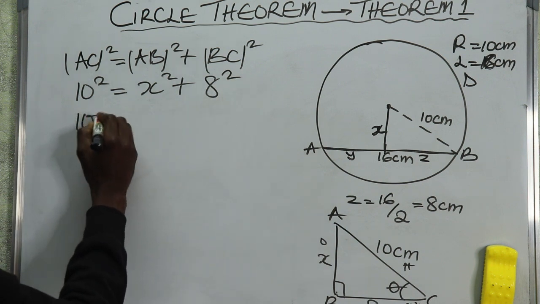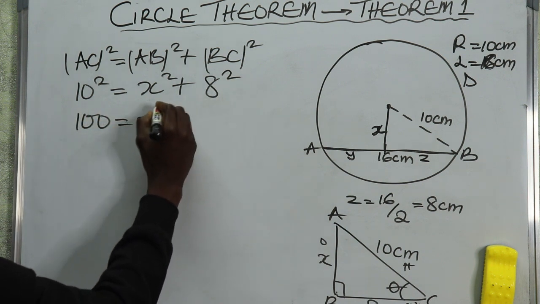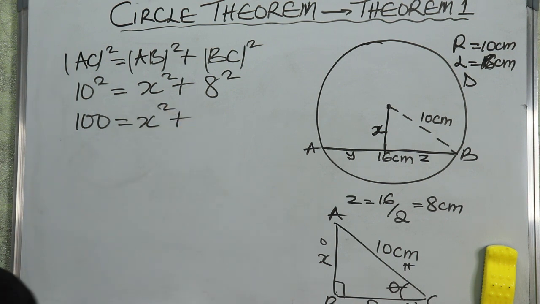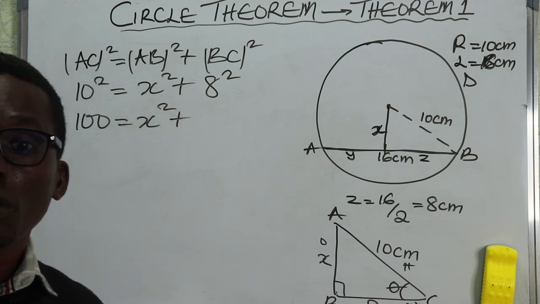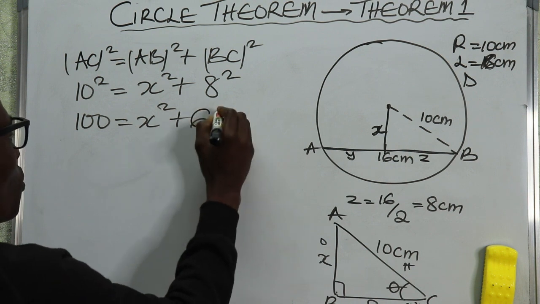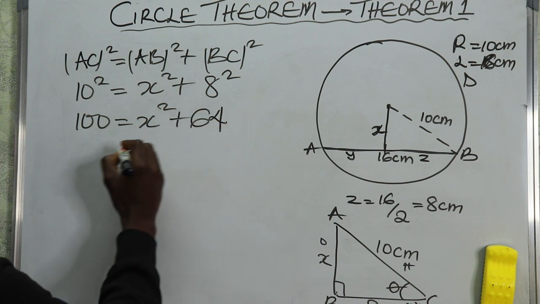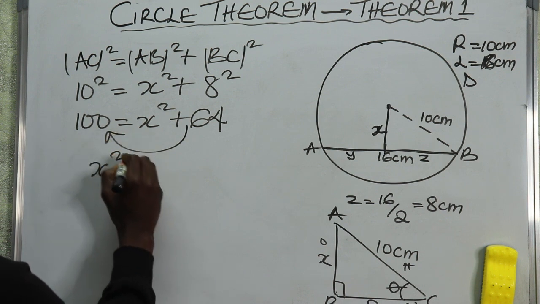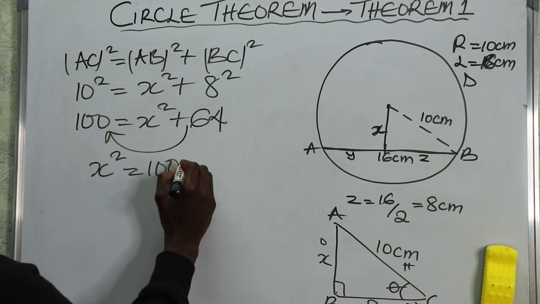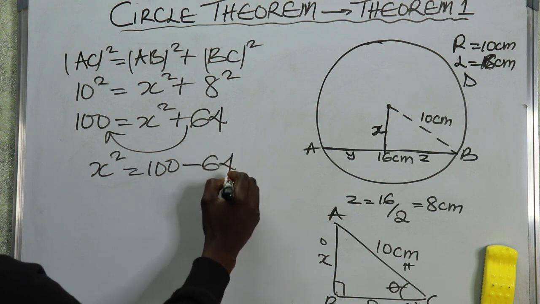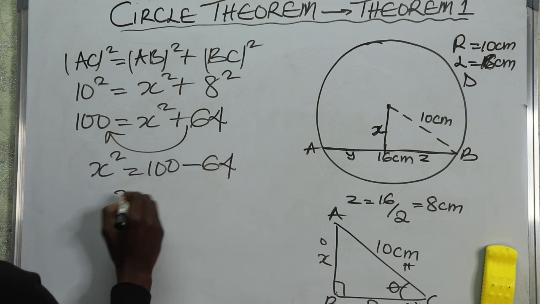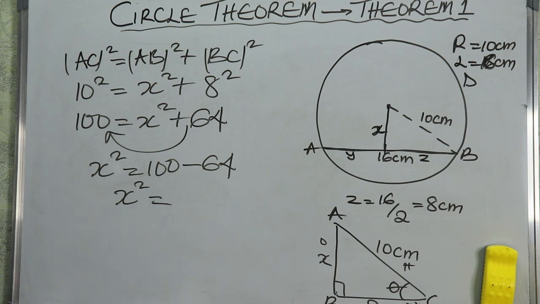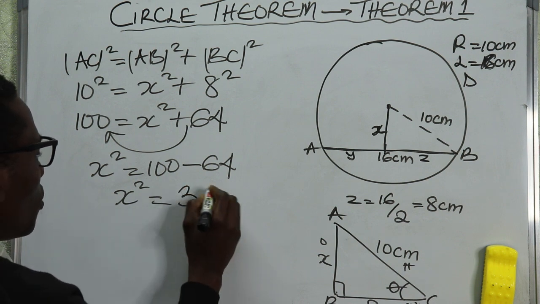So this will give us 100 equal to x square plus 8 square, which is going to give us 64. So we'll make our x subject of formula. When this comes here, this will give us x squared equal to 100 minus 64. 100 minus 64 will give us 36. That will give us 36.